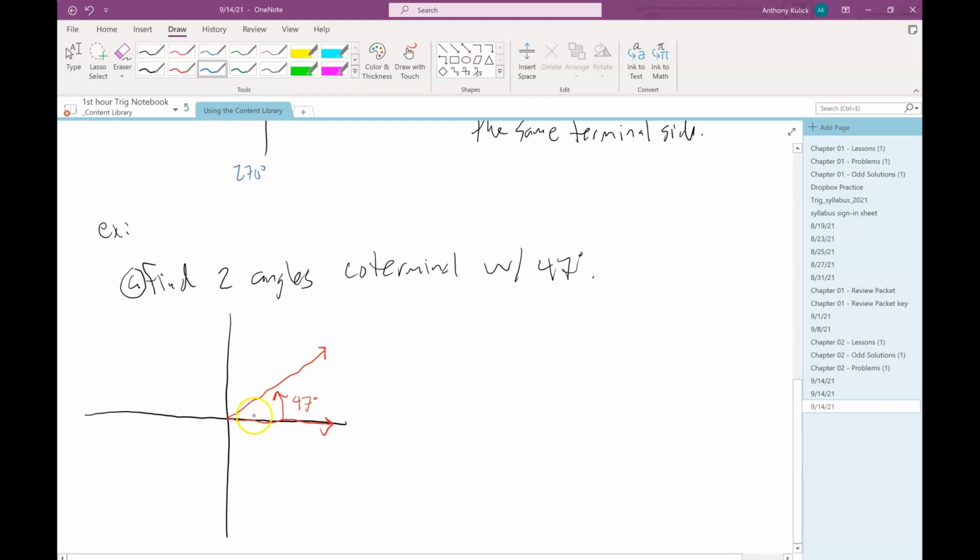So an angle that's coterminal to this, say we rotate counterclockwise, I have to go around one full time and end up back here at the same location. So going from here to here is one full rotation. That's going to be 360 degrees to get to here. And then 47 more, so that would be 507. That would be one example of a coterminal angle.